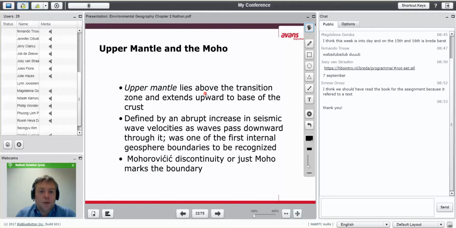The upper mantle and the Moho: the upper mantle lies above the transition zone and extends towards the base of the crust, and is defined by an abrupt increase in seismic wave velocities. The Moho is named for Mohorovičić, who discovered this. I don't know how to say this name.